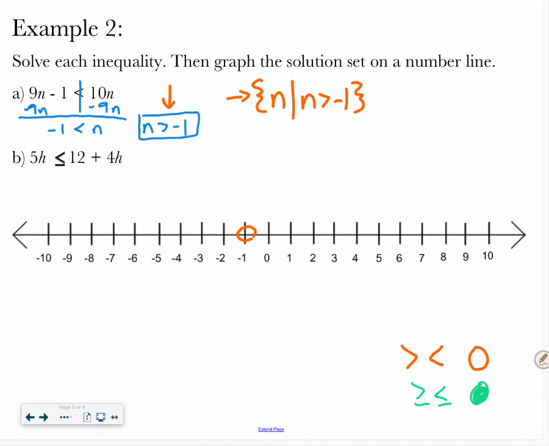So let's practice. We have n is greater than -1. So I look at my number line, which numbers are greater than -1? To the right. So I fill that in.